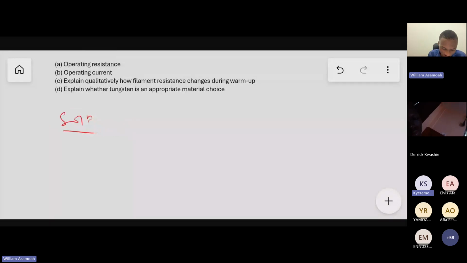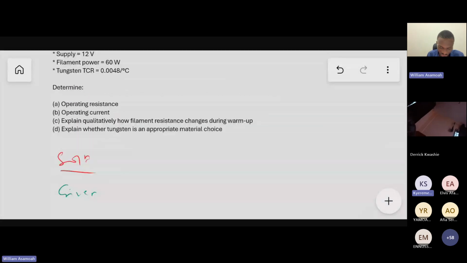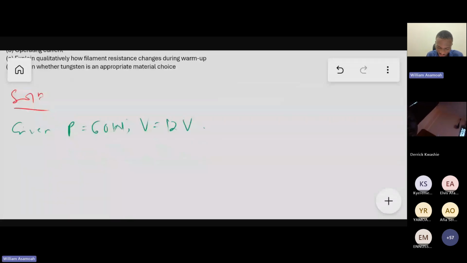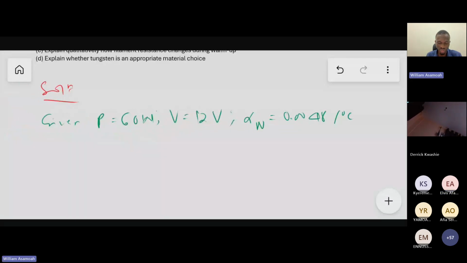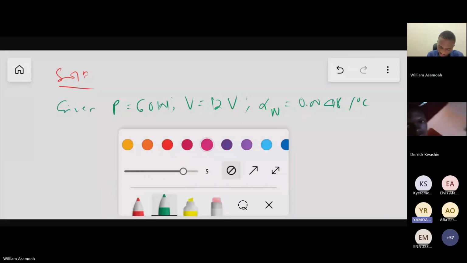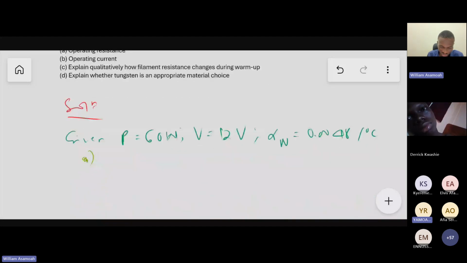Now, like I said, we're given 60 watts. The power is 60 watts. Then the voltage is 12 volts. Then we are given alpha of tungsten to be 0.0048 per degree Celsius. Okay. Now, question A is asking us to find the operating resistance.